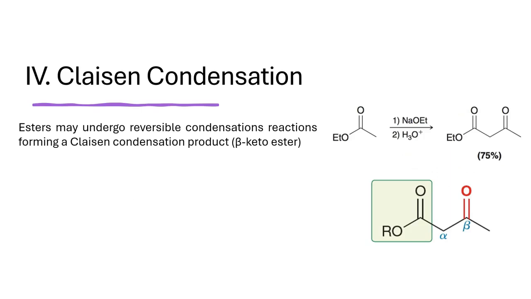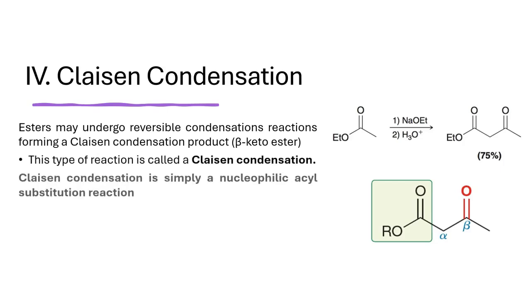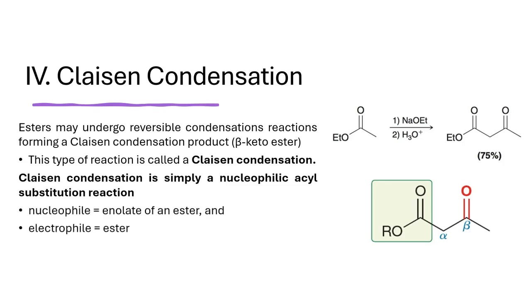4. Claisen condensation. Esters may undergo reversible condensation reactions, forming a Claisen condensation product, or a beta-keto ester. This type of reaction is called a Claisen condensation. Claisen condensation is simply a nucleophilic acyl substitution reaction. The nucleophile will be the enolate of an ester and the electrophile will be an ester.